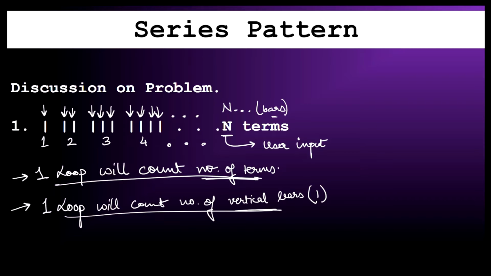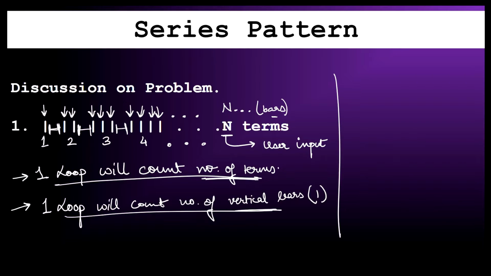So first we are going to make the loop which will count the number of terms, and inside that loop we are going to make the loop which will count the number of vertical bars inside each term. Once the vertical bars are printed, we will leave a space, and next concentrate on printing the next term. This is a space between the 2 terms, if you can see my annotation. What will be the extent of the first loop, which is counting the number of terms? Up to n.